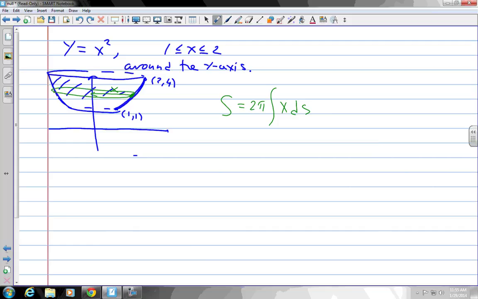Now, if I do this dx style, because when I see x here, the dx integral is very friendly. So if I do the dx integral, x ranges from 1 to 2, right? And then I need to do the ds in terms of x. So the whole thing is 2 pi, the integral from 1 to 2 of x times the square root of 1 plus the derivative of y, dy dx, squared dx.